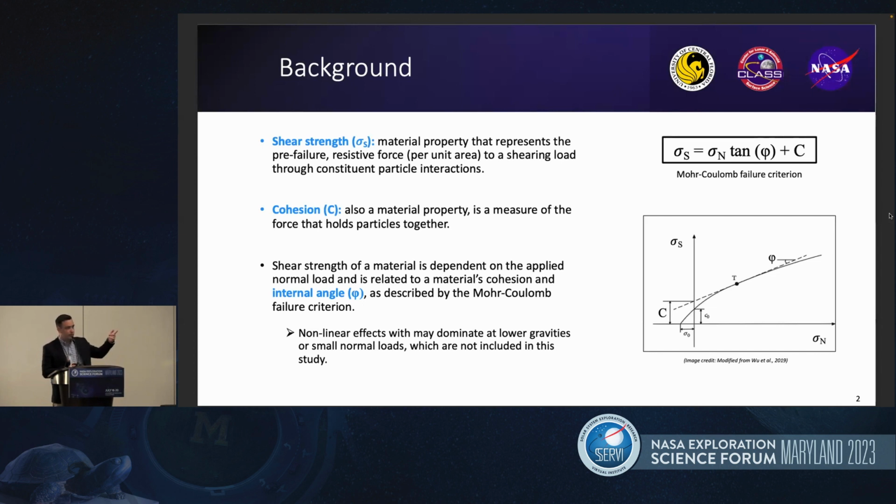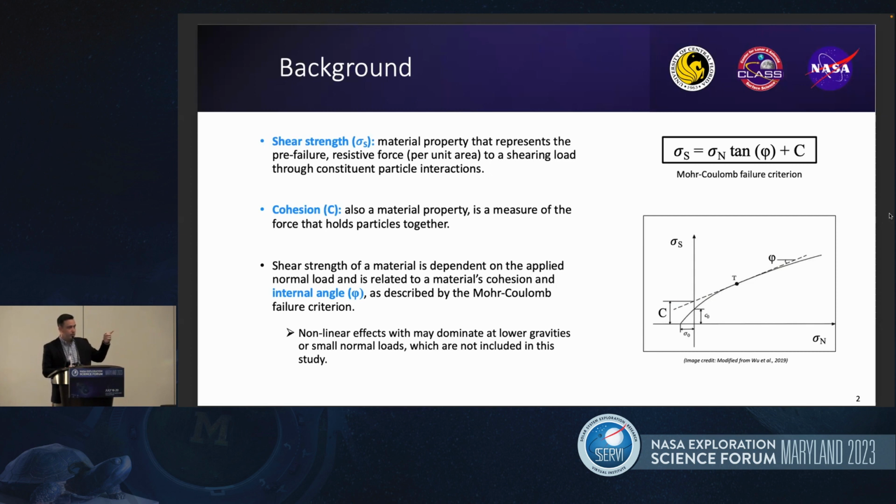And they're related by that equation in the top right, which is the Mohr-Coulomb failure criteria, which is really the shearing force is related to the normal force, internal angle, and then cohesion. And then for those who aren't geotechnical people like myself, in the little chart at the bottom, the x-axis is normal load, y-axis is shear. And so that makes a line, right? And so that y-intercept is cohesion.